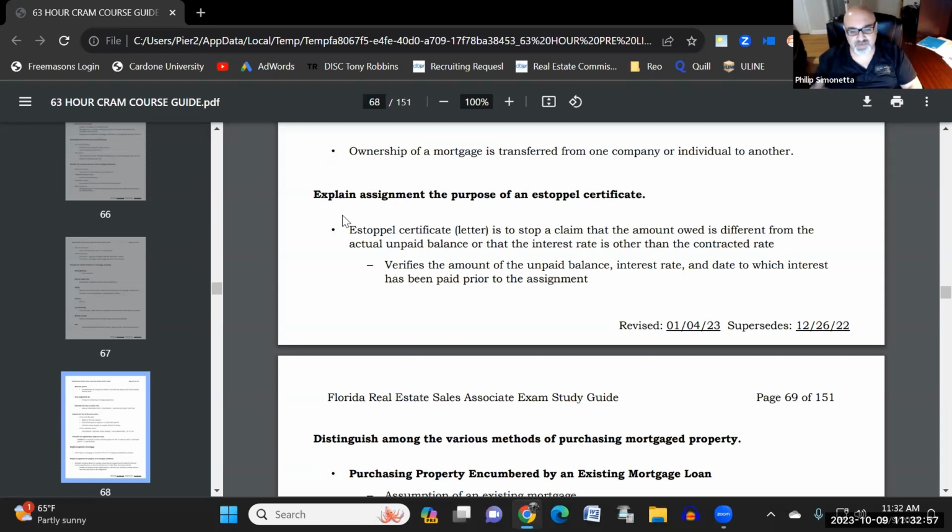And it verifies the unpaid balance, the interest rate, and the date to which the interest has been paid prior to the assignment to the new bank. It's just documentation that they can't change. It's documented on paper with the transaction. Okay, that's an estoppel certificate.